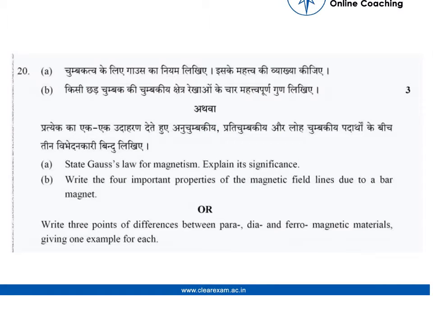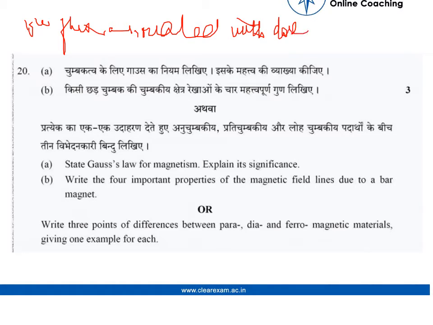State Gauss's law for magnetism. Explain its significance. The total flux associated with a closed surface is always zero.